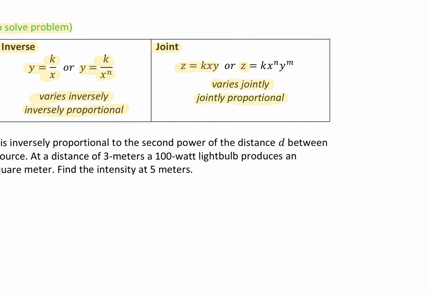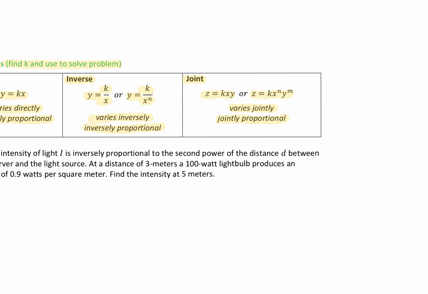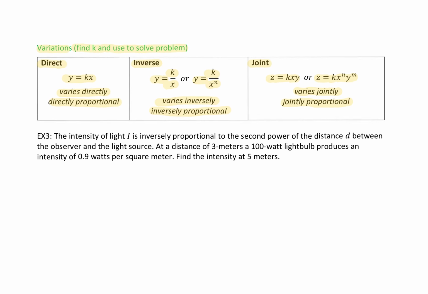Again, your book is going to have z equal to k, x to the n, y to the m. They put powers in there, which I actually don't agree with. It sort of implies that your x and y values are going to have whole numbers or integers for exponents. But it doesn't take into consideration if you have a variation that has like a root.